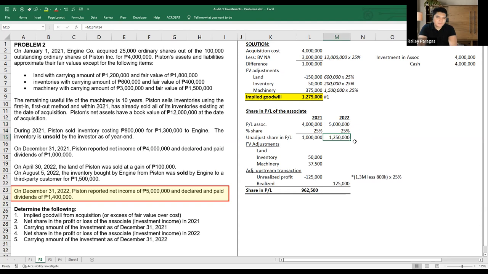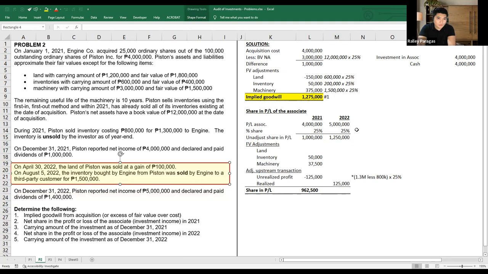And then, kunin mo yung fair value adjustments mo. Yung land, okay, sabi dito, binenta mo na siya ng 2022. So, kunin mo yung fair value adjustment mo for your land, which is basically a reduction in the share in the profit or loss. Okay. So, negative 150, ilalagay mo sa 2022 kasi dyan mo lang siya na-realize. Okay. For your inventory, wala ka na magiging adjustment kasi nabenta mo na yung buong balance ng inventory mo ng 2021. Whereas for your machinery, okay, same case, no, 37,500 pa rin kasi tuloy-tuloy yung depreciation. Dinidepreciate yung machinery. So, meron pang 10 years yan.